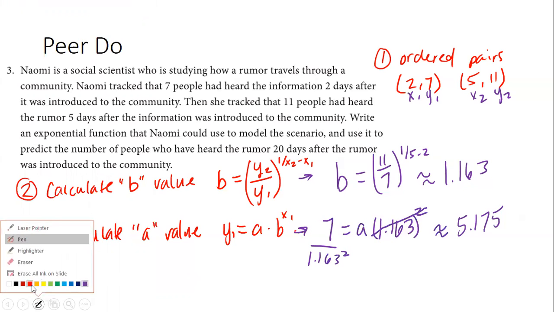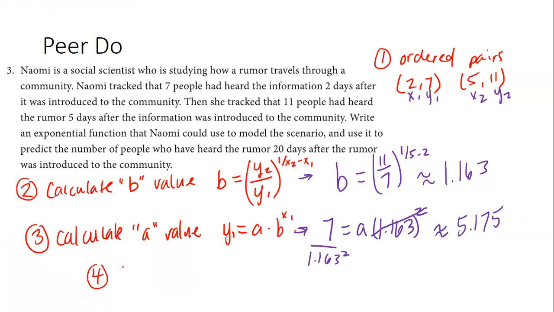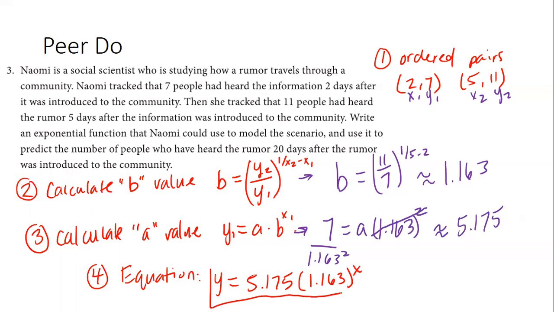Yeah. And then the last step is just to write your equation. Okay, and our equation is y equals 5 and 175 thousandths times 1 and 163 thousandths to the x. Is that not what we got using regression model? Look at you being a regression model.